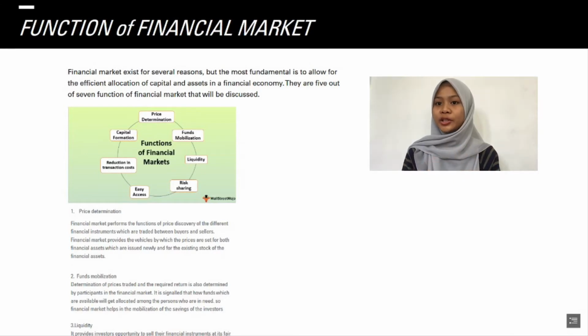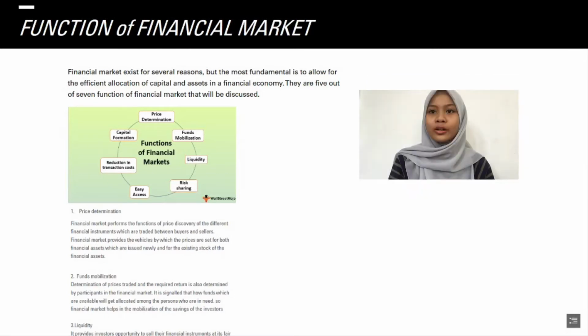Function of financial market. What are the functions of financial market? The financial market performs different functions, which include the determination of the price, mobilization of the fund, providing an opportunity to different investors to buy or sell their respective financial instruments at fair value, providing the various type of information to trader, and the sharing of the risk.